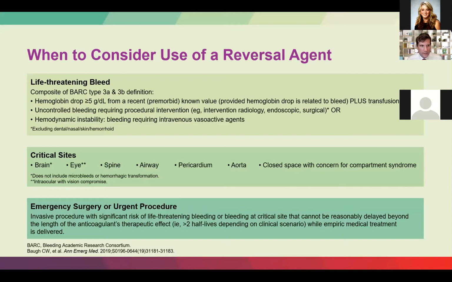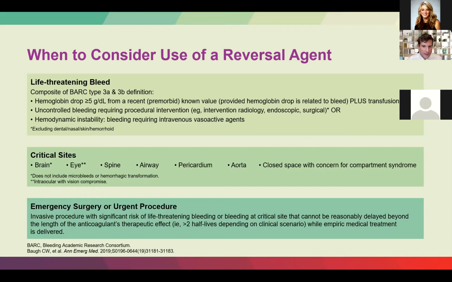To me, it's one of three conditions, one or more of three conditions are met. So the first condition is a large hemoglobin drop from a known previous value, and transfusion is ongoing, right? So that to me would meet criteria. The other is an uncontrolled bleed. So you can't get source control. The patient's going to go to IR to embolize a pelvic vessel from a pelvic fracture. That would be criteria for life-threatening bleed.